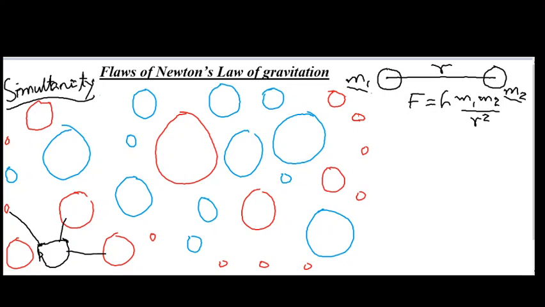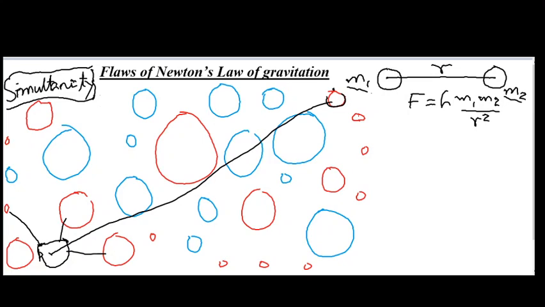For example, this is one of the edges of the universe, and this newly created massive object exerts force of gravity on this object simultaneously. That is, we have an infinite speed of gravity, which is not correct. Modern experiments show that gravity travels at the speed of light. So this is one of the flaws of Newton's law of gravitation, that it simultaneously exerts force on all the other objects.